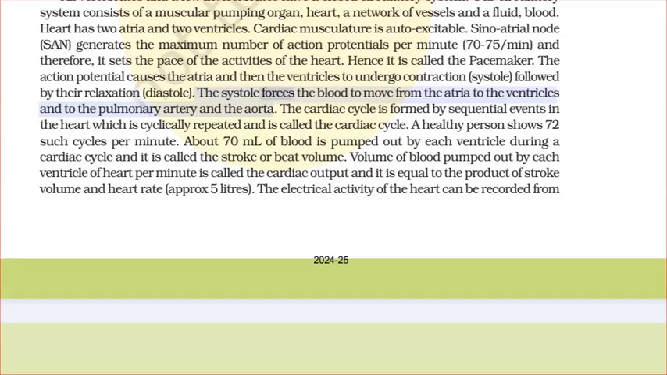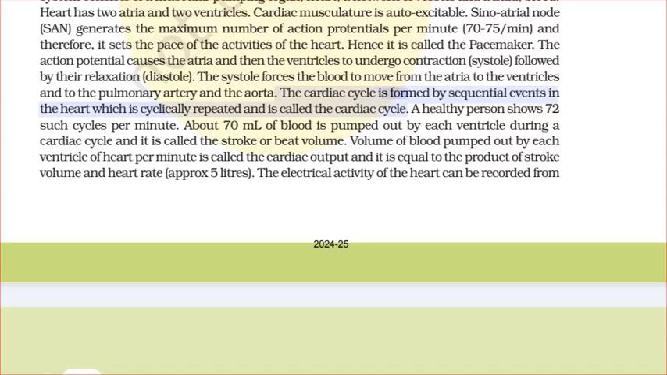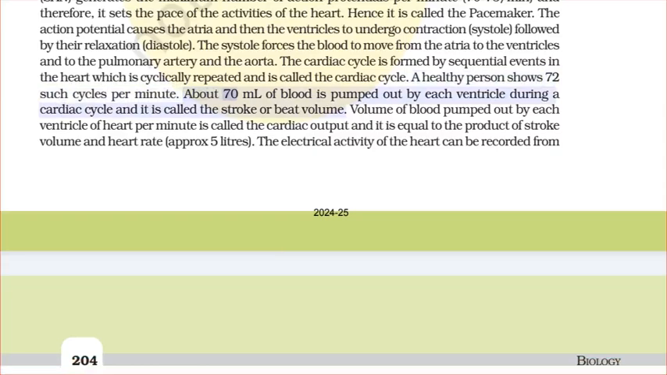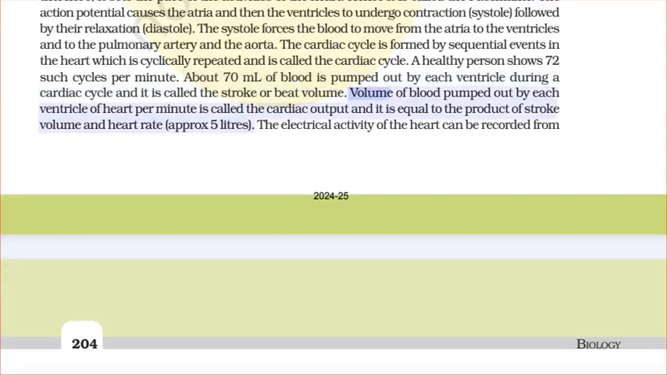The systole forces the blood to move from the atria to the ventricles and to the pulmonary artery and the aorta. The sequential events in the heart, which are cyclically repeated, are called the cardiac cycle. A healthy person shows 72 such cycles per minute. About 70 ml of blood is pumped out by each ventricle during a cardiac cycle, and it is called the stroke or beat volume. The volume of blood pumped out by each ventricle of the heart per minute is called the cardiac output, and it is equal to the product of stroke volume and heart rate, approximately 5 liters.